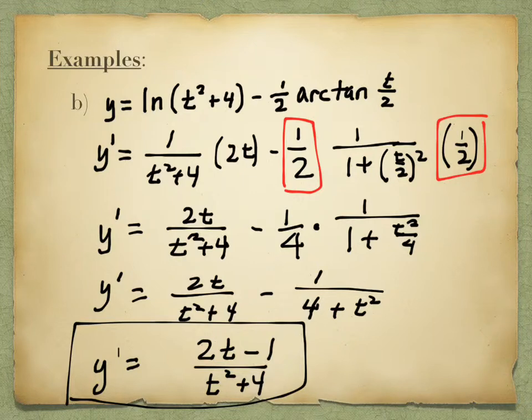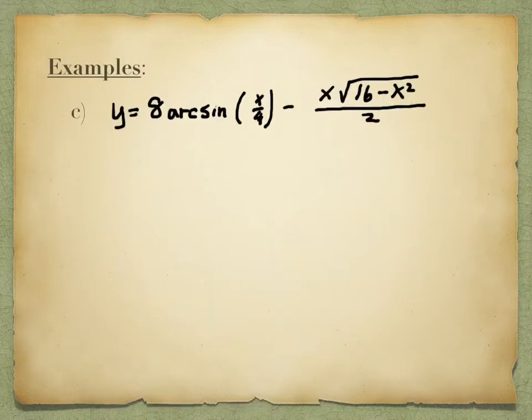Any questions on that one? Okay, let's try the last one then. The last one has an arc sine in it. We already encountered that one on part A. So we know that this should be y prime equals 8, and then what?